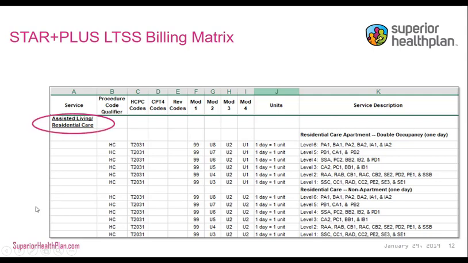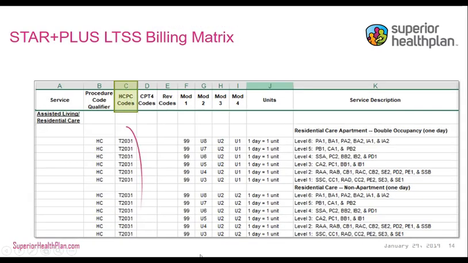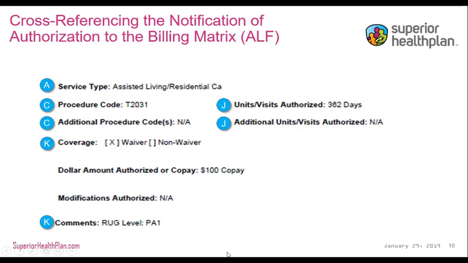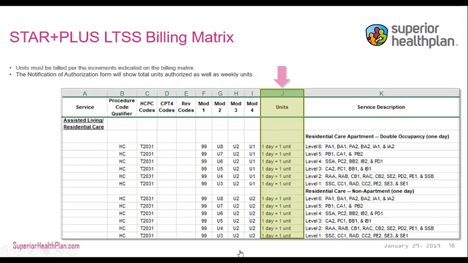Service type can be located under column A of the billing matrix. Procedure codes can be located under column C. Units and visits authorized are located under column J. The units must be billed per the increments indicated on the billing matrix. And the notification of authorization form will show the total units authorized as well as weekly units if applicable.